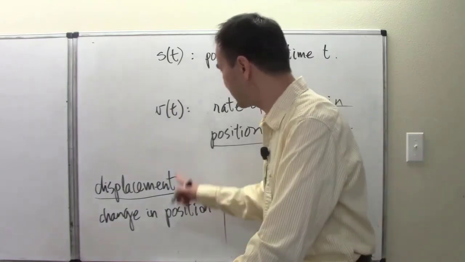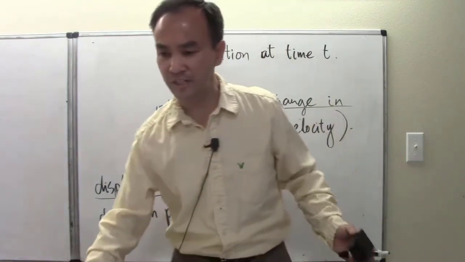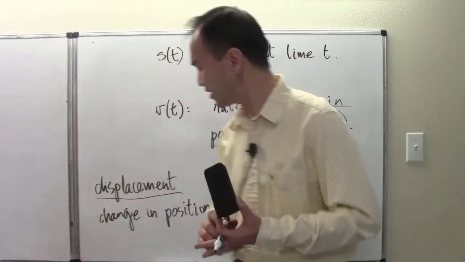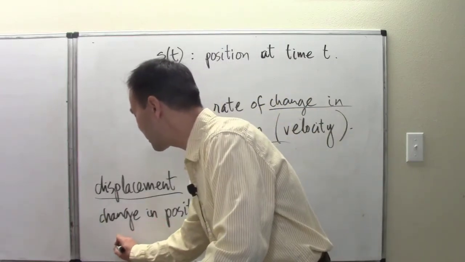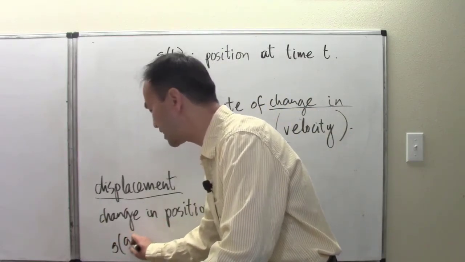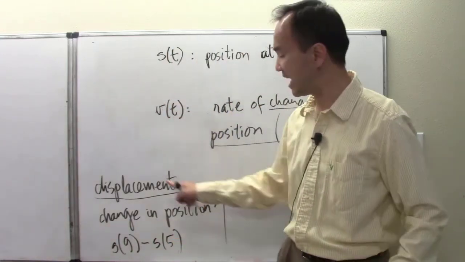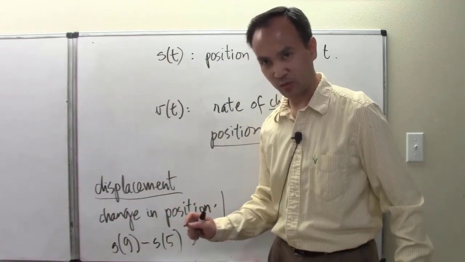So think about it. In this particular problem, the question is looking for the displacement of the particle over the time interval from 5 to 9 seconds. The idea is that the question is looking for the change in position: the position at time t equals 9 minus the position at time t equals 5. That's what displacement is.